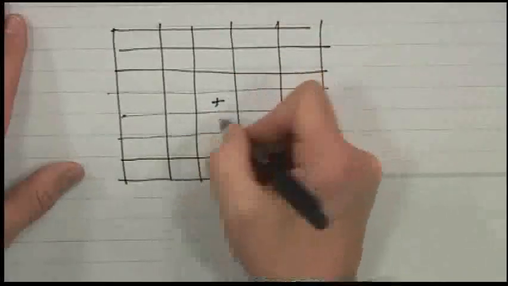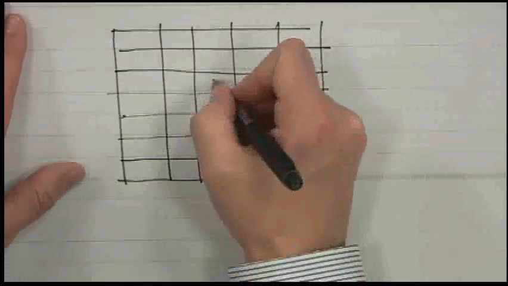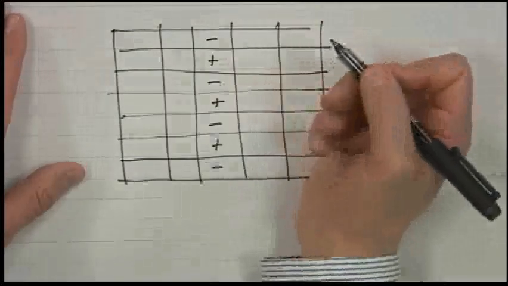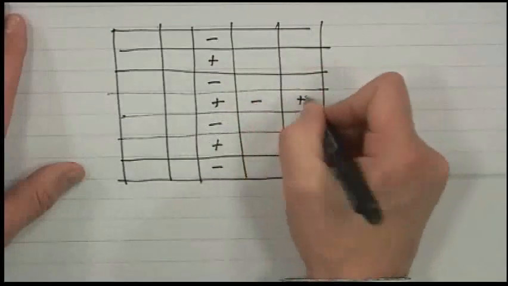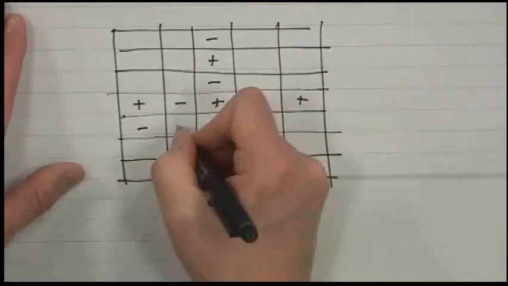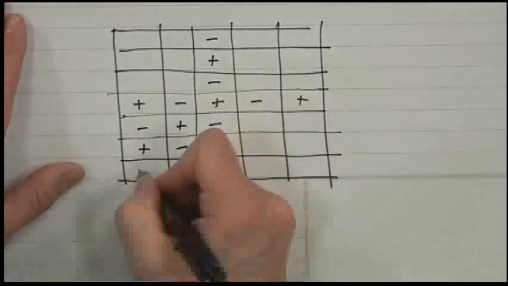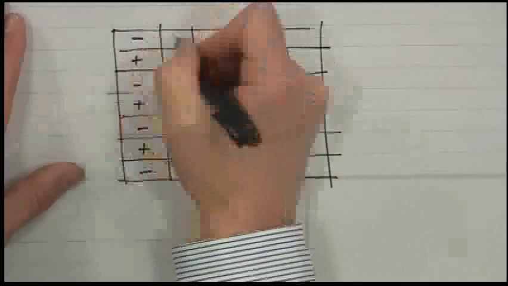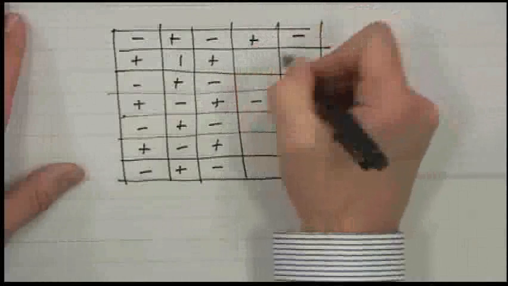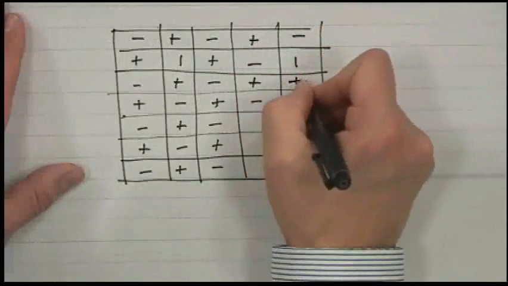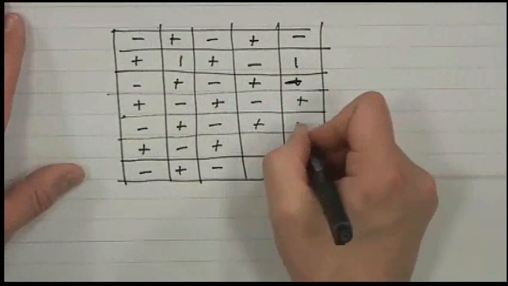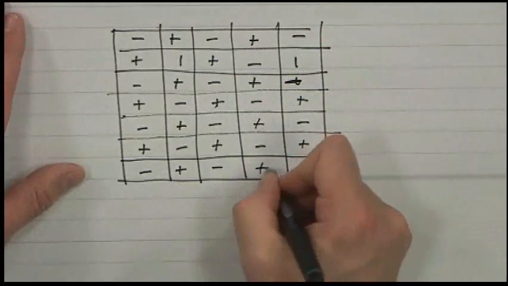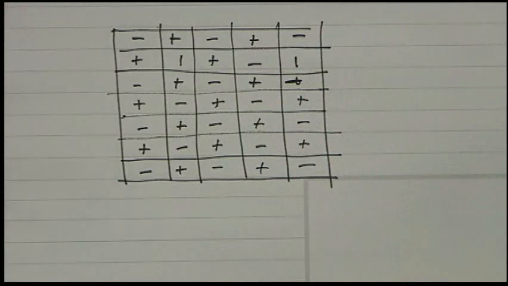So you have plus, minus, plus, minus, minus, plus, minus, right? And this is minus, plus, minus, plus, minus, plus, plus, minus, minus, plus, minus, plus, plus, minus, minus, plus, right? This is plus, minus, minus, plus, plus, minus, plus, minus, minus, plus, plus, minus. So you get a checkerboard.